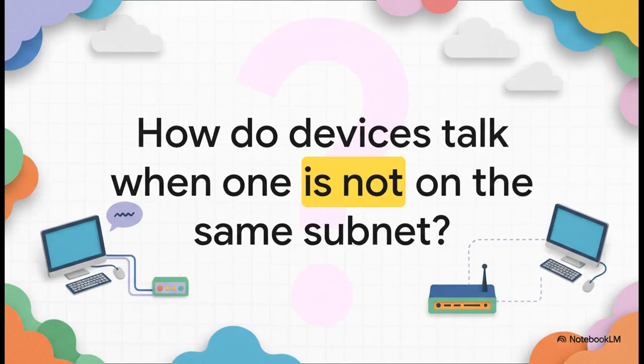All right, so let me paint a picture for you. Your computer has an IP address for another device, and it just assumes, hey, this guy must be on my local network, a direct neighbor. But what happens when that device is actually on a completely different network, maybe miles away, with a router sitting right in the middle? How does your message possibly find its way there?